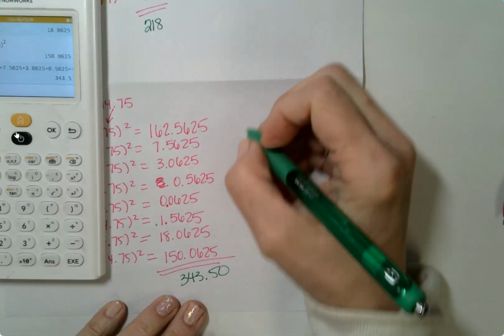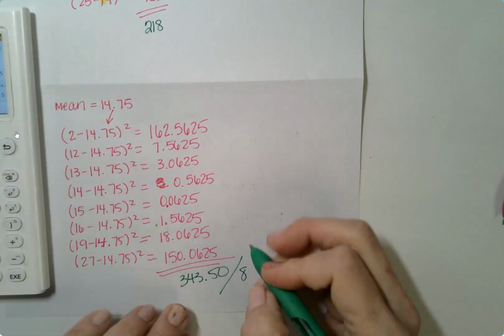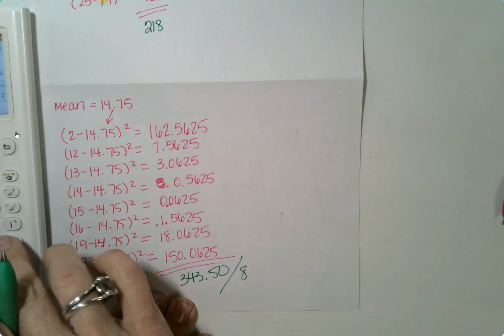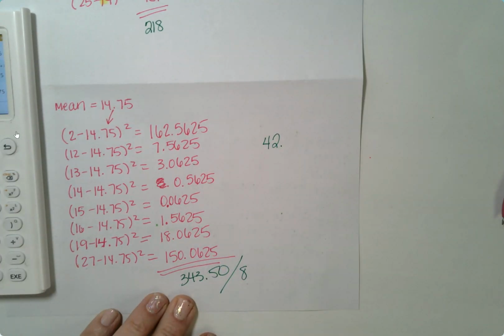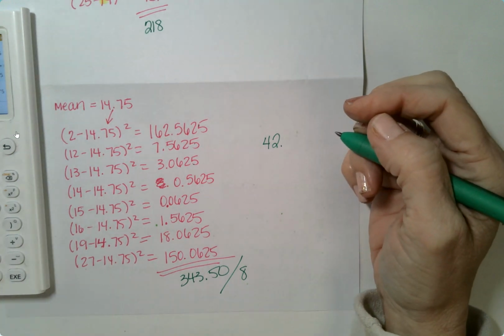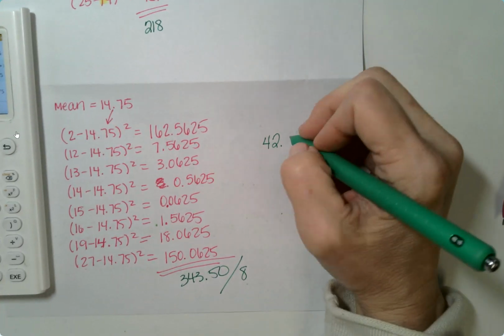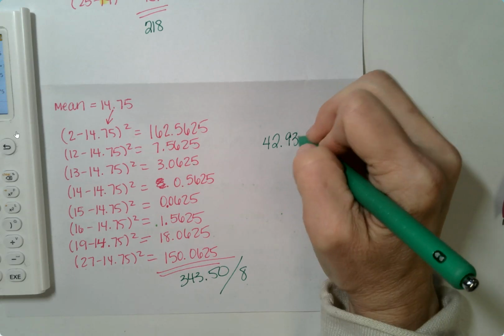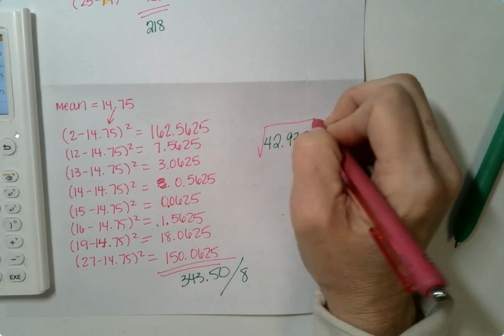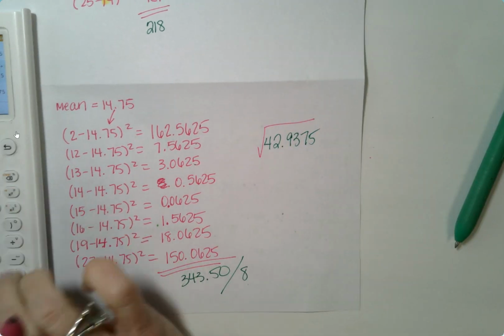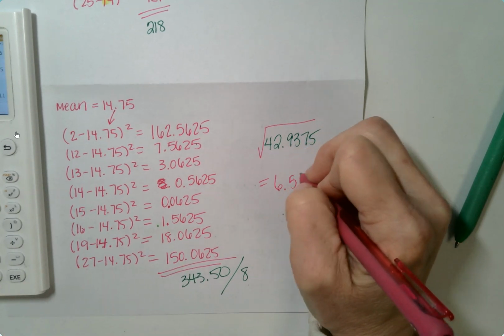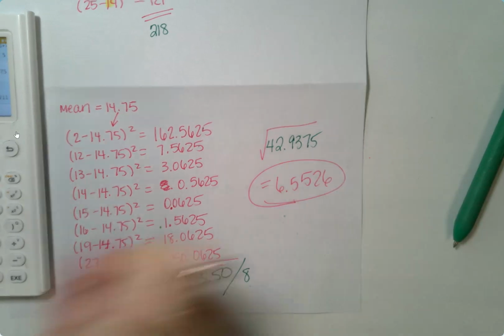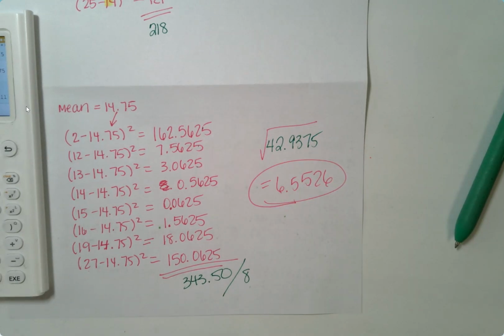Okay, and then I'm going to take that number and divide it by 8, and I get 42.9375. I have to take the square root of that. So my standard deviation is 6.5526. All right, there we go. That's the standard deviation for both of those on the front page.